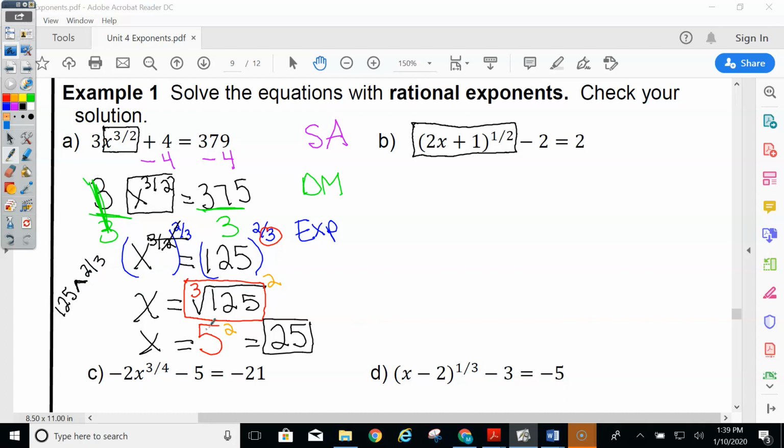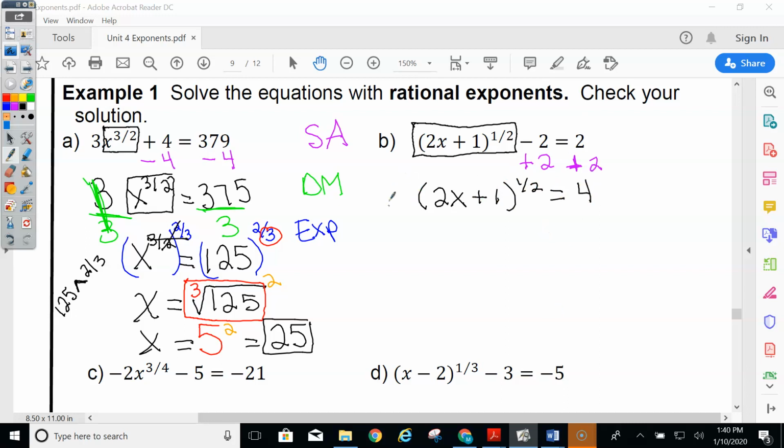Okay, but again, reviewing how to get these without the calculator. We'll do these other ones in the calculator, but I just want to rewrite the other form. Okay, so for part B, this entire thing is the base. So again, we want to add or subtract first. So since we have a -2 on the outside, we want to add it to the other side. So we're going to end up with parentheses 2x plus 1 to the 1/2 equals 4.